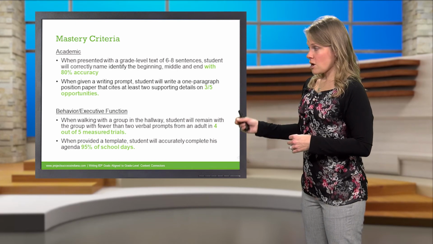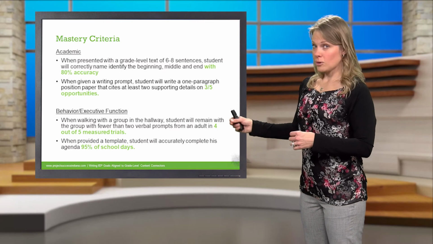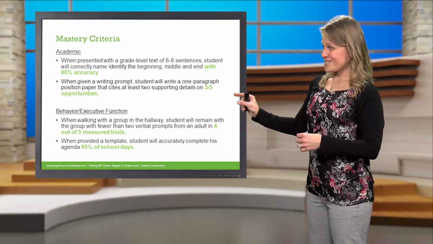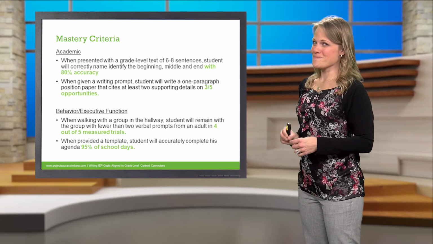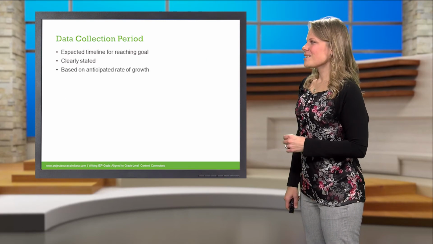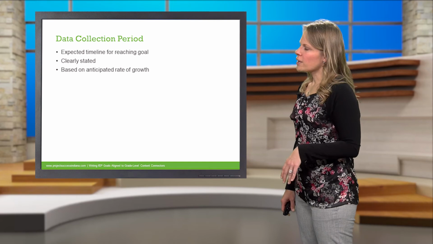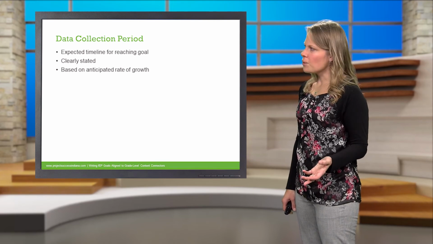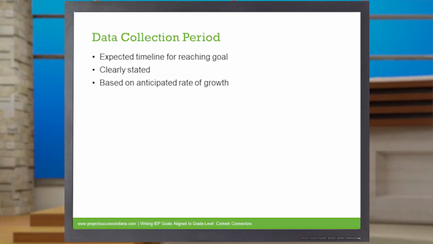These goals that are here, I would not say are exemplar goals. Please don't model your goals after what's listed here. This is solely to be pointing out what the mastery criteria might be in this instance. The data collection period, this one's pretty straightforward. It's the expected timeline for reaching the goal. Again, has to be clearly stated, and it's going to be based on that anticipated rate of growth.